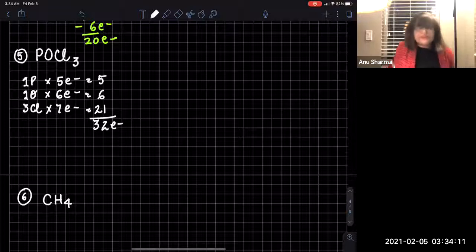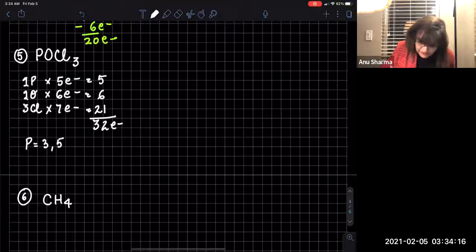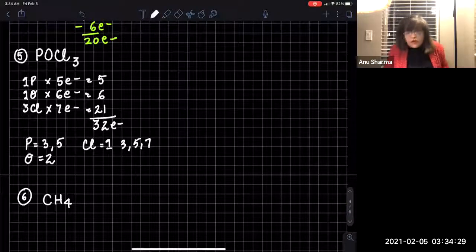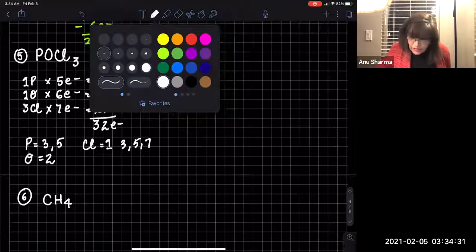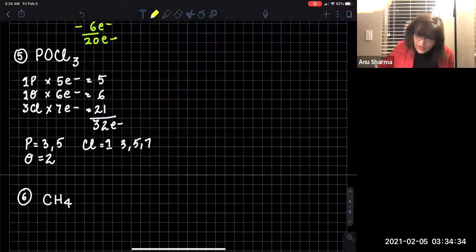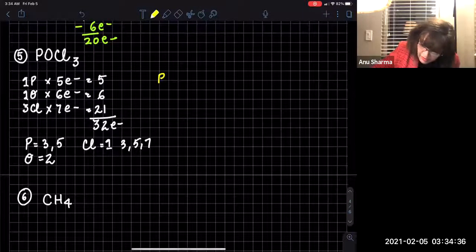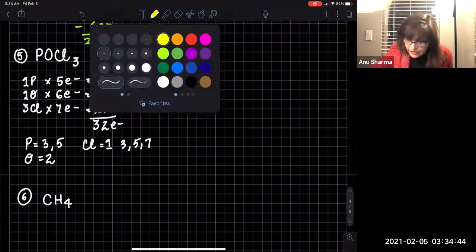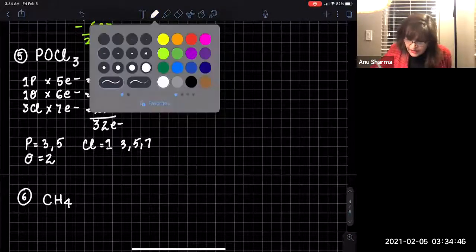Okay, now these 32 electrons, what do we know? We know phosphorus can make 3 and 5 bonds. Oxygen only makes 2 bonds. Chlorine in normal conditions can make 1 bond, but it is capable of making 3, 5, and 7 bonds also. But we always prefer to stick at the more common position. So here we have phosphorus in the middle, oxygen on the top. This is one chlorine, this is another chlorine, this is another chlorine. Okay, and now you are going to connect them with the single bond.